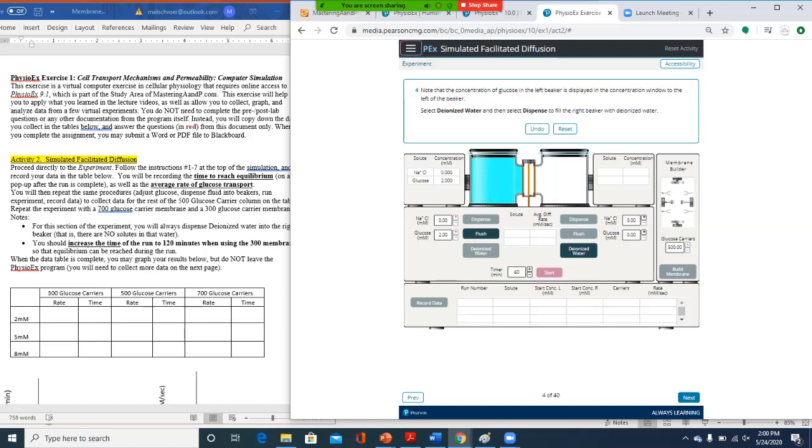All right, going on to the next thing, we're going to add deionized water. So essentially this doesn't have any ions inside of it, or any glucose inside of it. It's just plain old water.